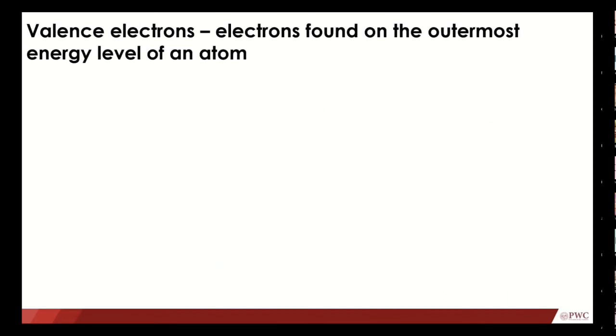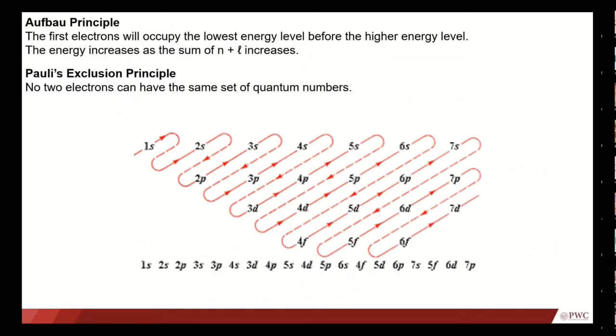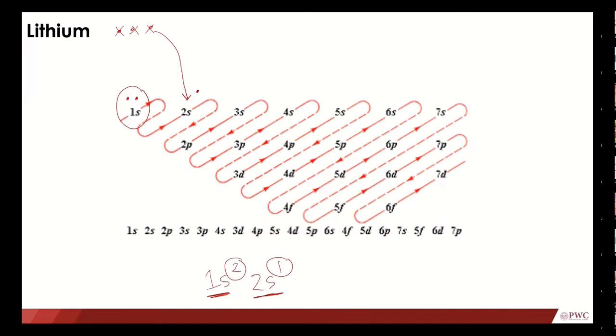Let's discuss the concept of valence electrons. Valence electrons are electrons found on the outermost energy level of an atom. So these are the outermost electrons. Let's go back to lithium. So here we have the first energy level, then the second energy level.